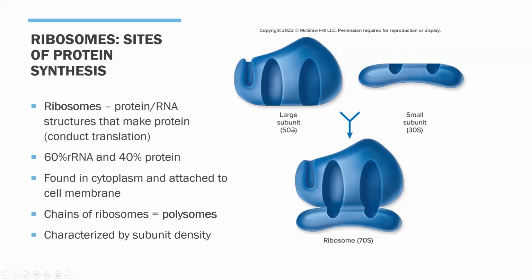And along with this, you notice it's not a perfectly mathematical relationship, 50 plus 30 does not equal 70. It's just the sedimentation rate. Okay, so they're not going to add up perfectly, but you do know that both of the small subunits will go together into this large subunit.